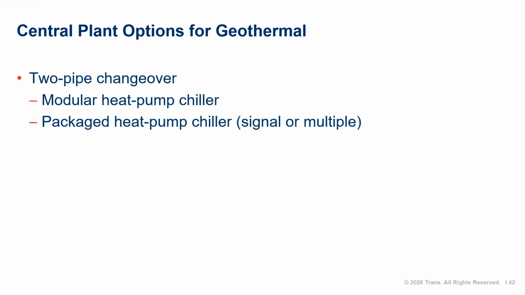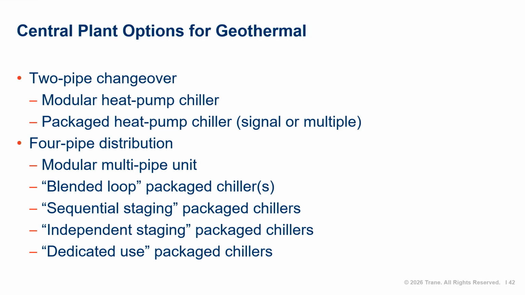As John mentioned, because we already produced a program on distributed heat pumps, today we will focus on centralized systems. Now, let's dig into the central plant options in more detail. First, we will look at two-pipe changeover systems for modular and packaged chillers. Next, we will spend more time on four-pipe distributed systems. Again, we will look at modular chillers, followed by several configurations with packaged chillers.